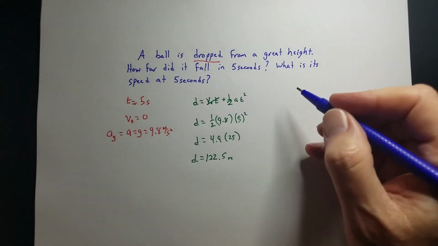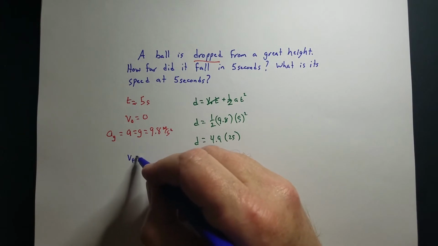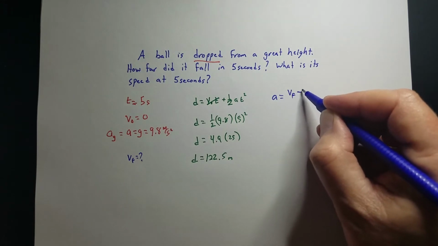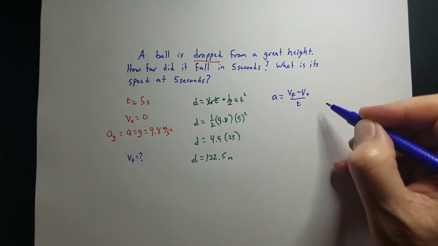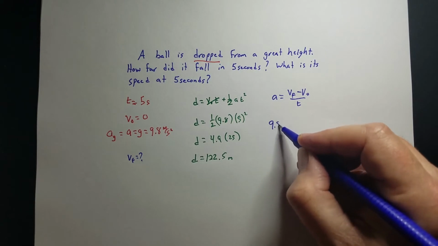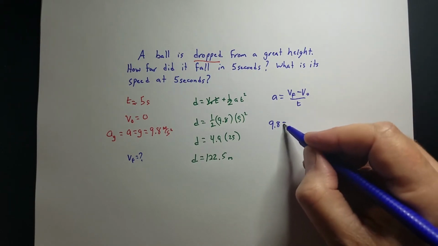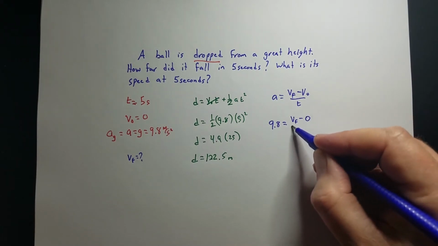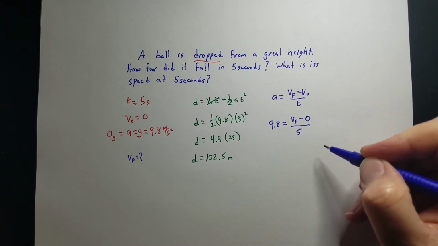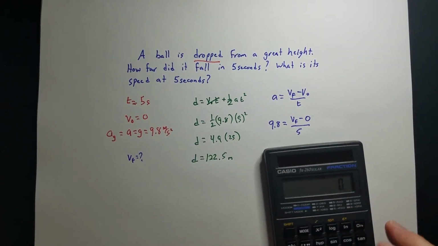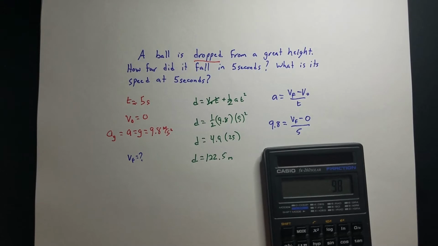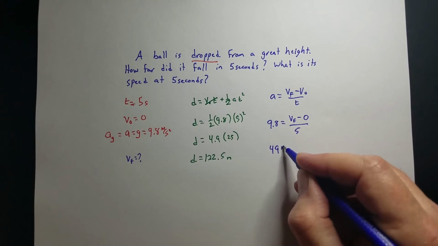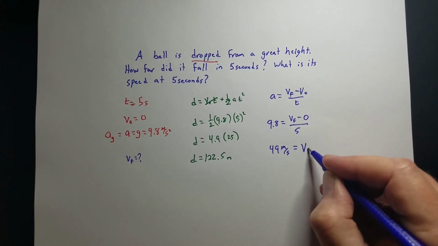Well, it also asks us to figure out its speed after that time. So that means I'm looking for the final velocity in that case. So I can do a equals vf minus vo over t. Acceleration we know is 9.8 meters per second squared. Final velocity is what we're looking for. Original velocity is 0, and our time is 5 seconds. So we just multiply across. 9.8 times 5 gives us 49 meters per second is the final velocity.